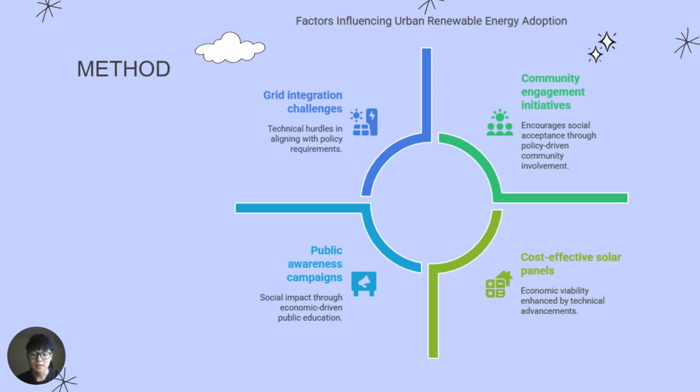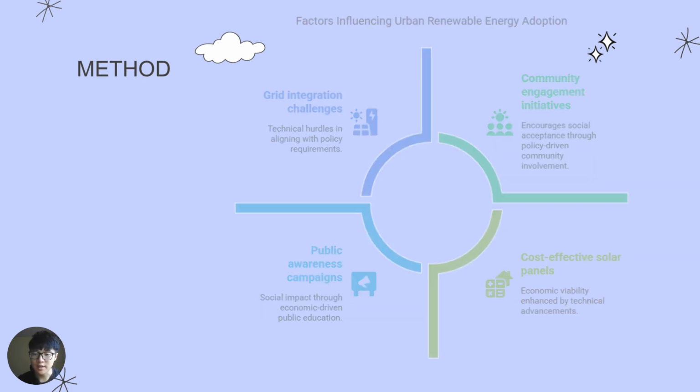This is the method. For this project, I used a literature review. I read several research papers and reports about renewable energy in cities. I used SciSpace and Notebook LM to understand the articles, summarize them, and compare the data. I focused on three things. First is the technology readiness. Second, can people afford it? And third, are governments supporting it?